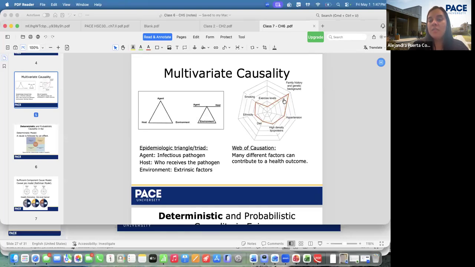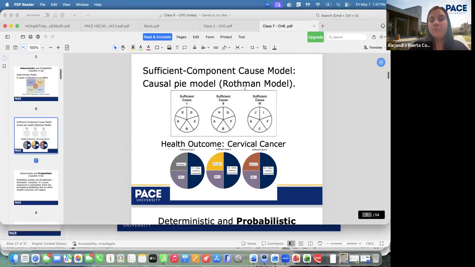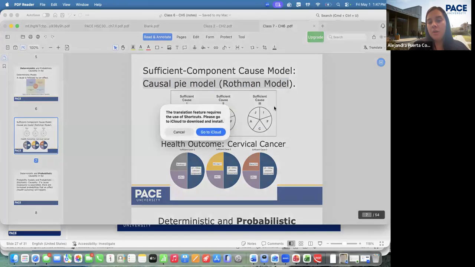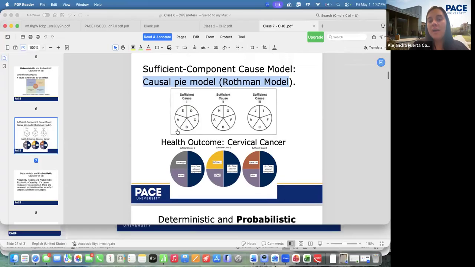And with the web of causation, we can show all the other risk factors or all the other social determinants of health that are exacerbating certain diseases, right? So from this one, just study the causal pie model or the Rothman model, right? So what does it say? A whole pie is called a sufficient cause, right?